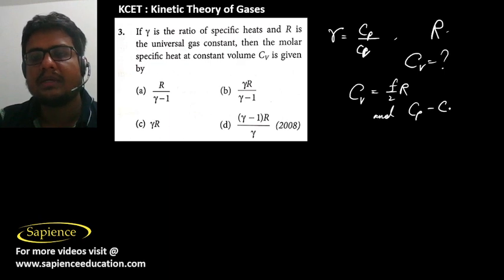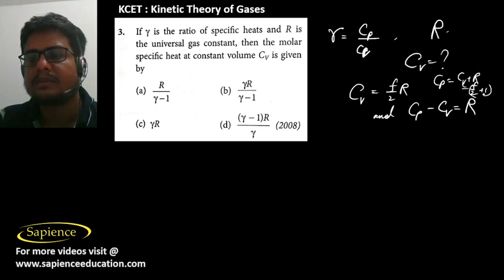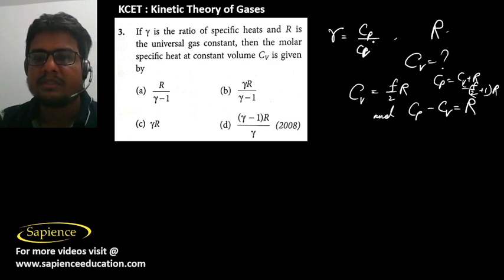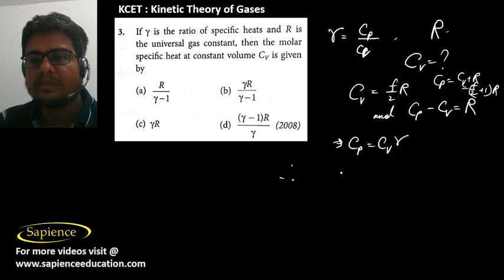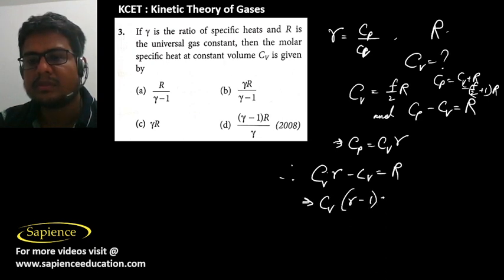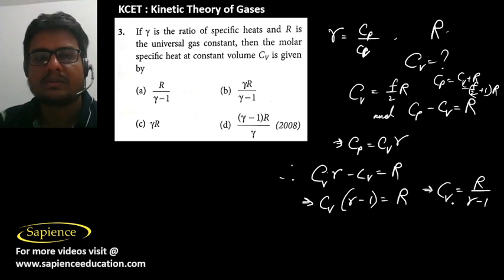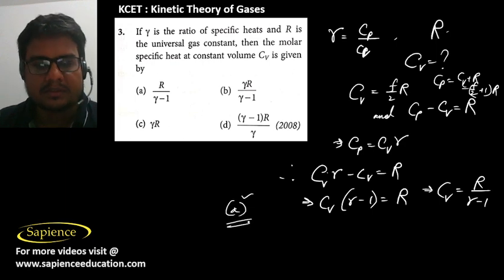We know that Cp minus Cv is equal to R, since Cp is equal to Cv plus R, which is (f by 2 plus 1) into R. So Cp minus Cv is R and Cp by Cv is gamma. Therefore Cp is equal to Cv into gamma. If we substitute the expression for Cp here, we get Cv into gamma minus Cv is equal to R. So Cv into (gamma minus 1) is equal to R. Therefore Cv will be equal to R by (gamma minus 1). So option A is the correct answer.